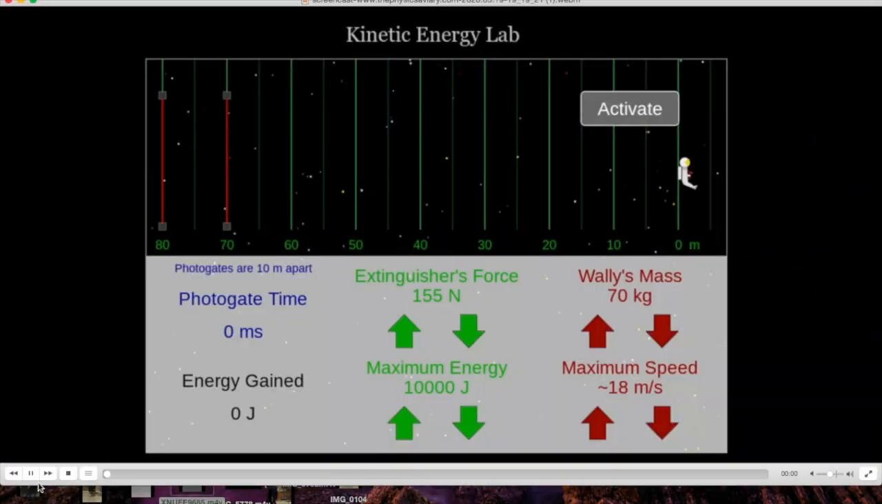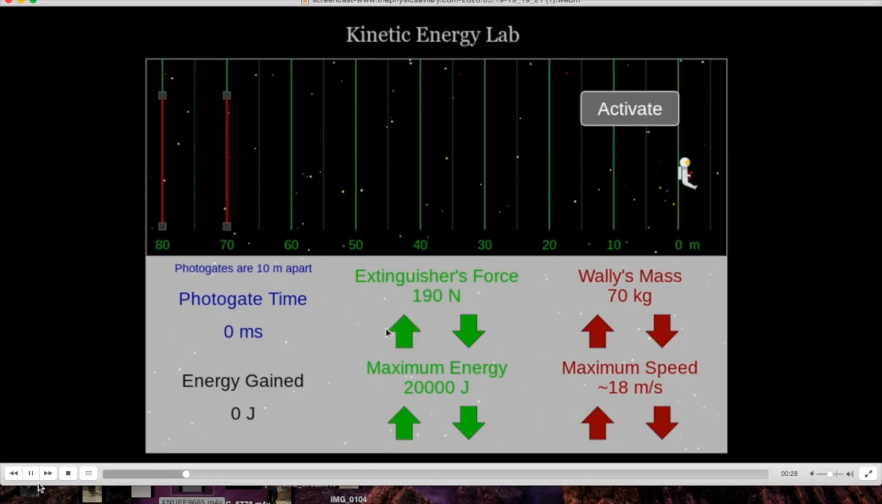Alrighty, so for our lab, we chose a kinetic energy lab. The purpose of this lab was to study the relationships between the different variables within the kinetic energy equation. Now to start the lab, we want to set the maximum energy to 20,000. This is so that it is not the maximum energy that is causing the fire extinguisher to stop.